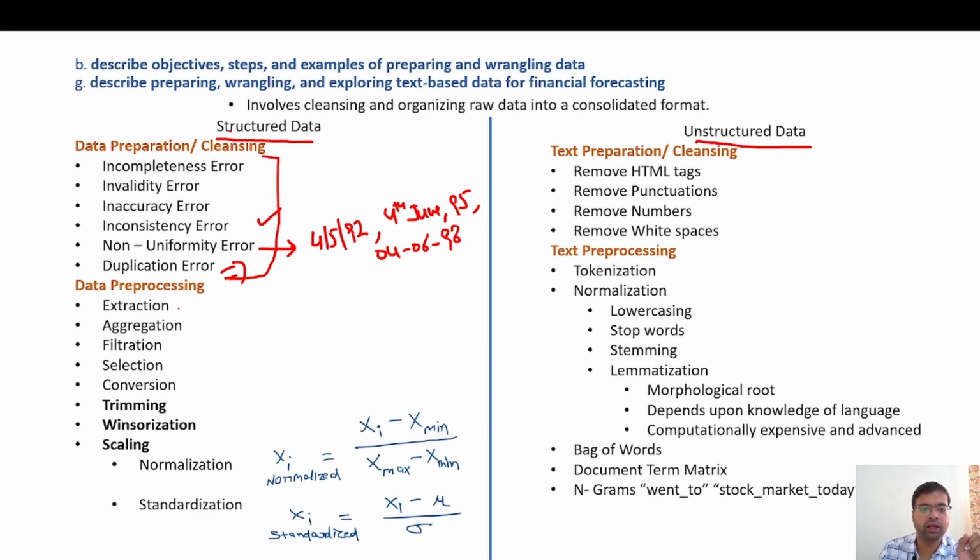In the data pre-processing part, you extract the features. Extraction means you are given one particular column, like the date of birth, but you want the age. So you use the date of birth column to extract the age of the particular person. That comes in the extraction part. Aggregation means you combine two or three features to define a new feature. Filtration means to filter the particular features that you want. And conversion means you are converting one particular feature to another. Now there are some particular terms that are used here. First is trimming. In trimming, you remove the outliers.